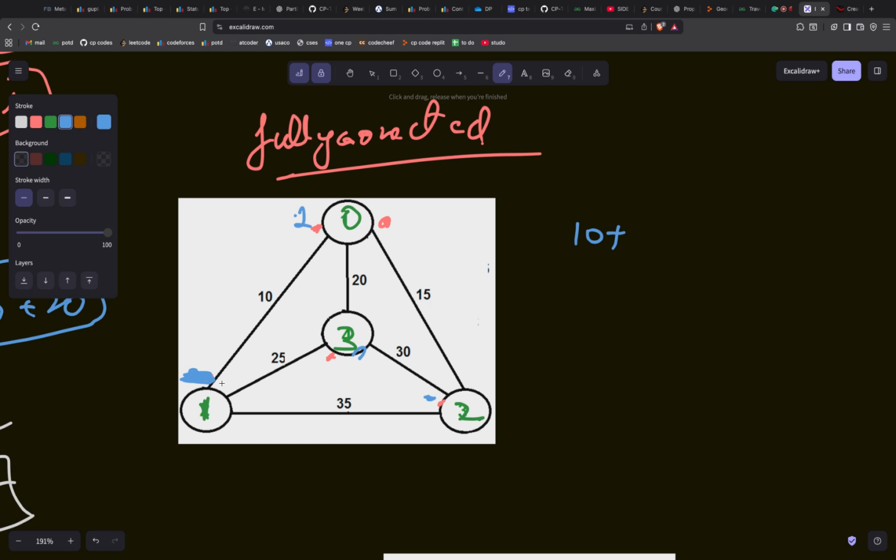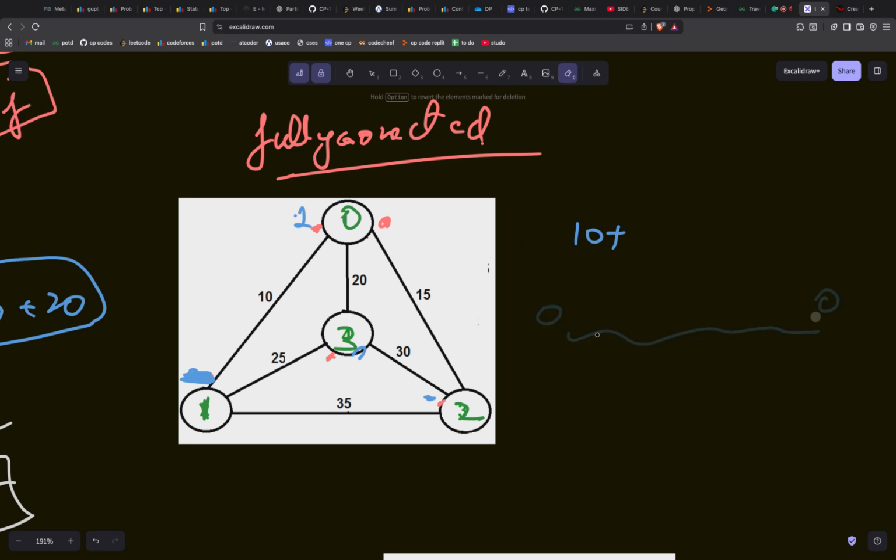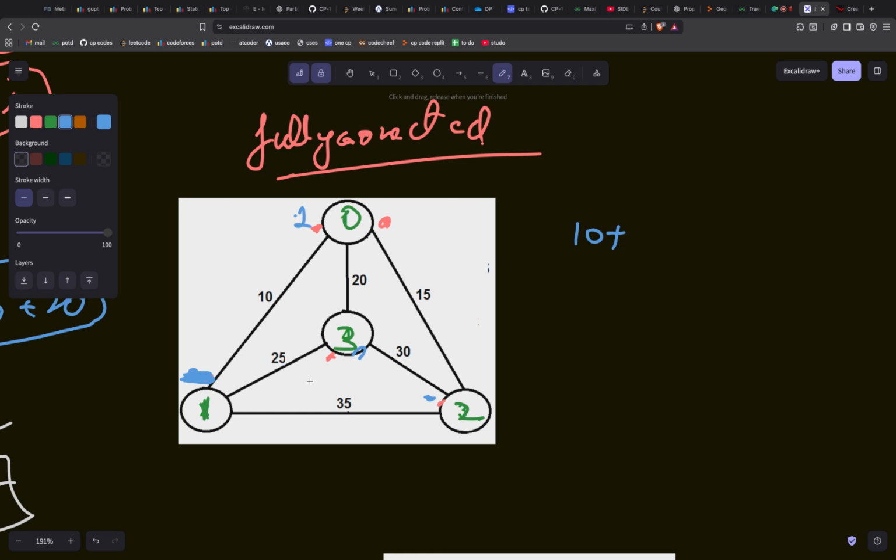From one, I cannot go back to zero, because I have to start at zero and end at zero. That is the only time I can visit zero: at the starting and at the ending. Now from one I can go to three, I can go to two. Let's go to three here. So then we are at three, and that would give me a cost of 25.